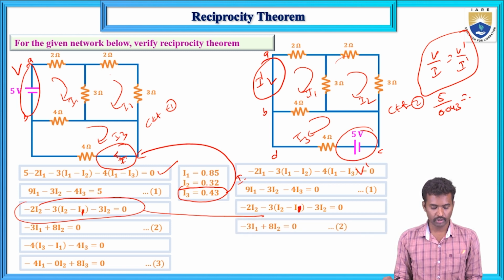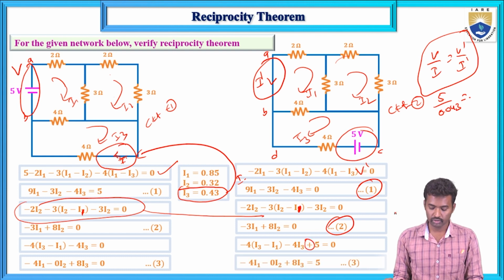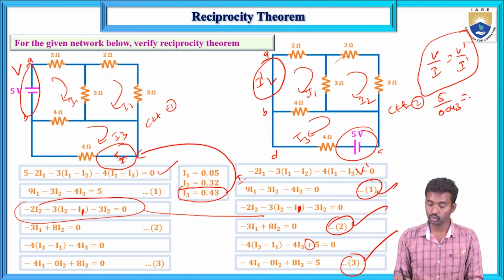Now here the simplified equation, minus 3 I1 plus 8 I2 equals 0, that is equation number 1. This is equation number 2. Same thing for the third mesh equation, 4 into I3 minus I1 and 4 into I3, and this current is flowing from minus to plus, that is plus. If you simplify this one, minus 4 I1 minus 0 I2 plus 8 I3. Now solve equations 1, 2 and 3, and you will get I1, I2 and I3. Here this is the I1 current, 0.043. This is the same 5 volts and this one is 0.043.